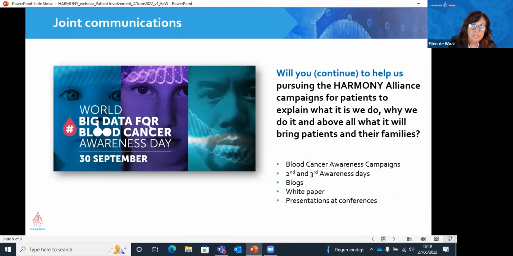Because last year we ended September by launching the first Big Data for Blood Cancer Awareness Day. I realize it's a long word, but it is another outreach activity where we, at relatively affordable cost, hope by means of social media and communities of the patient organizations to reach out to people and again focus on big data in blood cancer research.